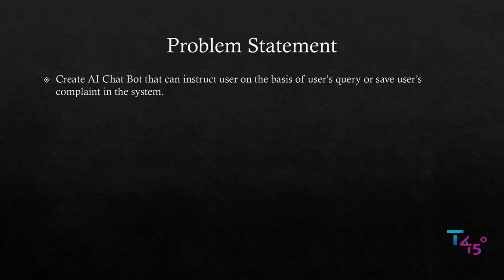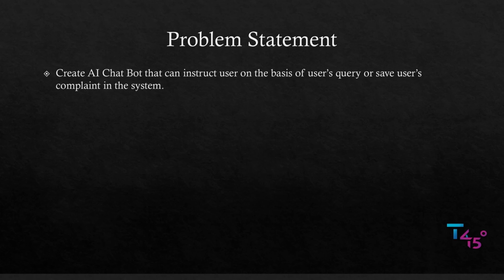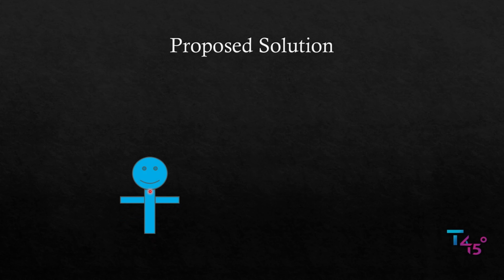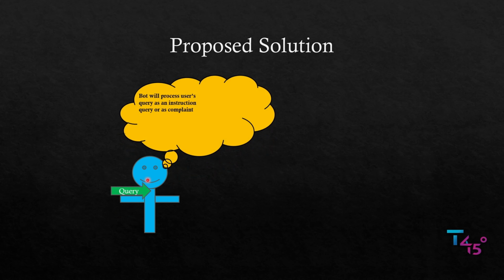In this video we will implement a RAG-based WhatsApp AI bot. We will create an AI chatbot that can instruct the user on the basis of the user query or save the user's complaint in the system. So we will create a bot. This blue guy is a bot, and it will receive a user query, and then the bot will process the user query as an instruction query or as a complaint.